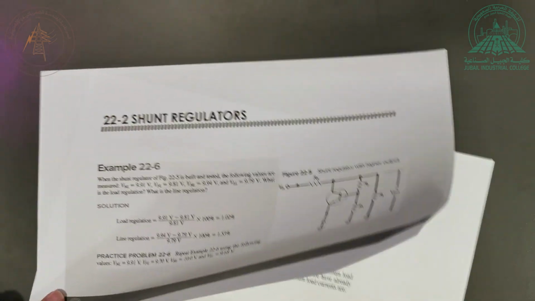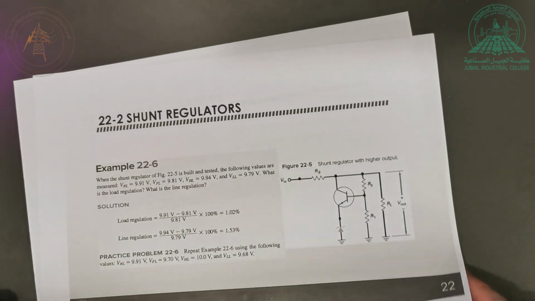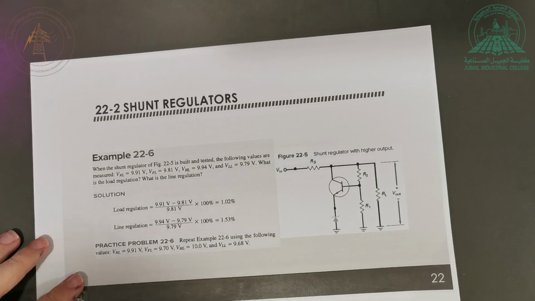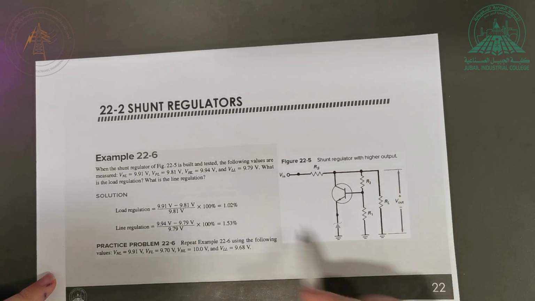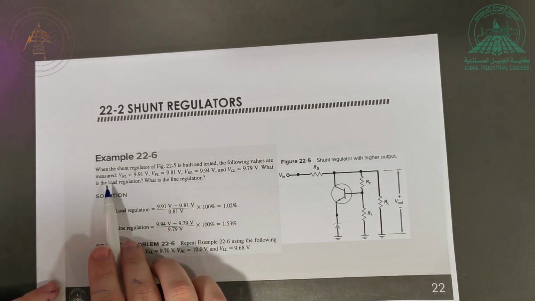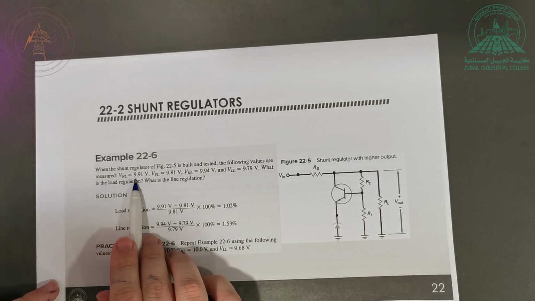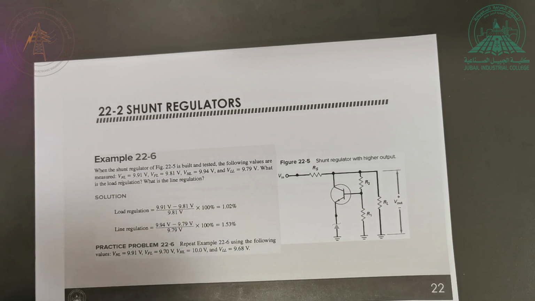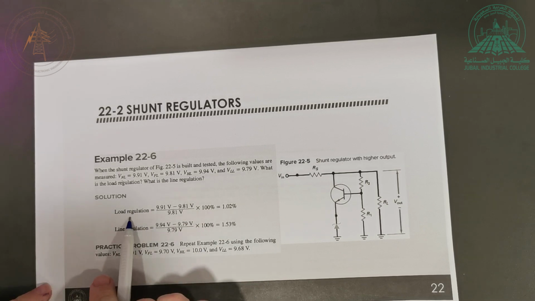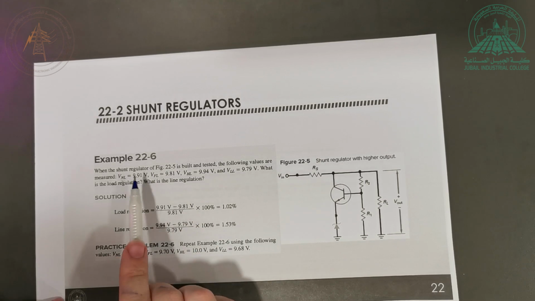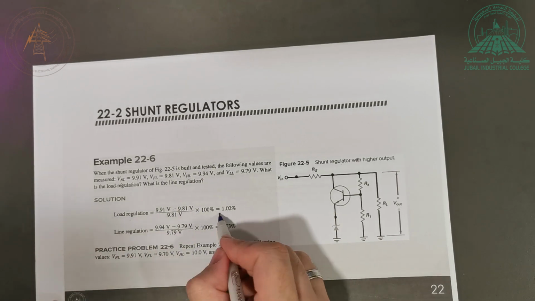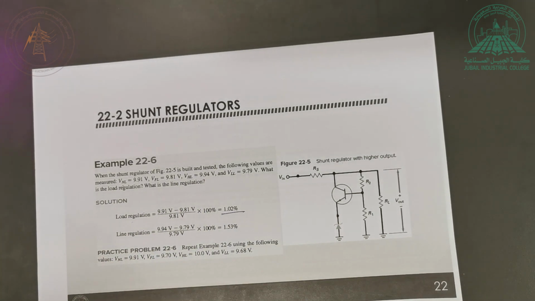So to conclude, the last thing here, we have a quick example to find the load regulation and line regulation. So very straightforward. When this shunt regulator we have here is built and tested, the following values are measured. V in L is equal to 9.91 volt, VFL is equal to 9.81 volt, VHL is equal to 9.94 volt, and VLL is equal to 9.79 volt. How much is the load regulation? So the load regulation is going to be this minus this divided by this, right? So we get 1.02%.